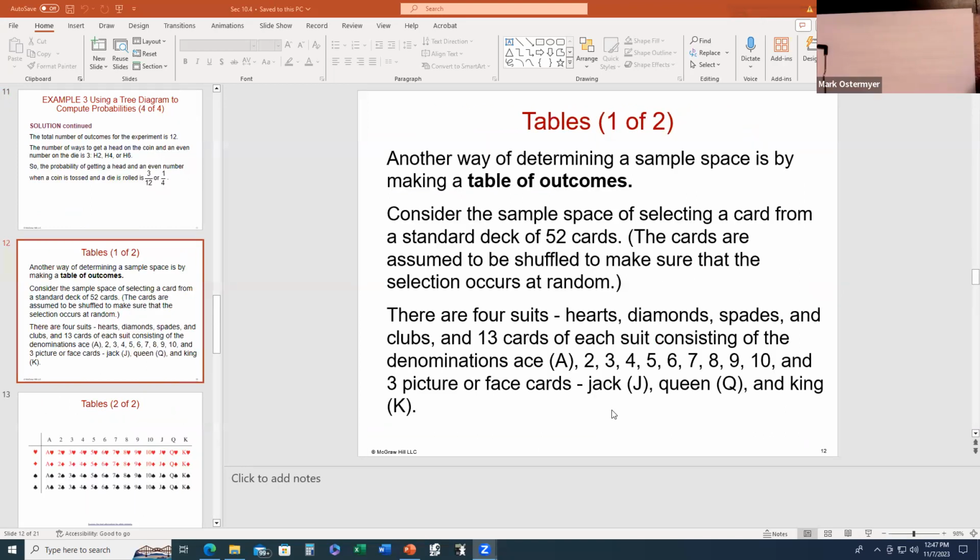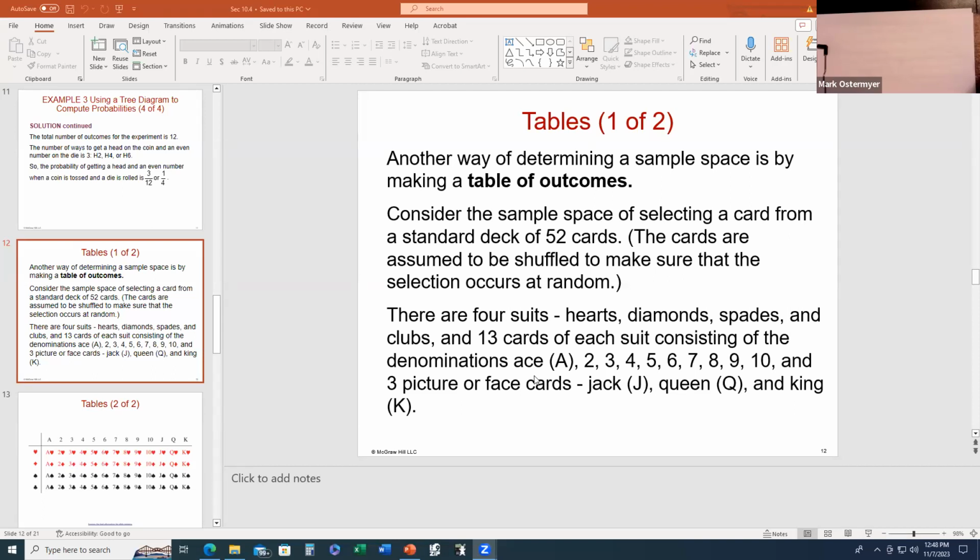Another way of determining the sample space is by making a table of outcomes instead of a tree structure. Consider the sample space of selecting a card from a standard deck of 52 cards. The cards are assumed to be shuffled to make sure that any selection has an equal chance of occurring. There are 4 suits: hearts, diamonds, spades, and clubs, 13 cards of each suit consisting of the denominations ace, 2, 3, 4, 5, 6, 7, 8, 9, 10, and face cards, which would be a jack, queen, and king.